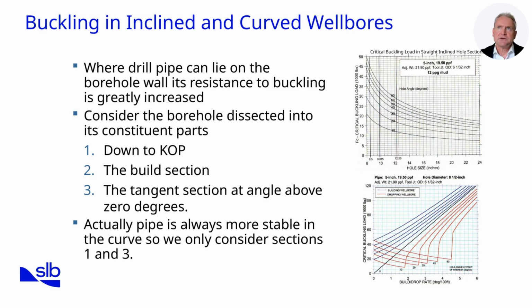The top graph shows the critical buckling load in inclined straight hole sections. The y-axis represents critical load in thousands of pounds, while the x-axis is hole size. The curves show how buckling resistance increases with increasing hole angle. For example, at 60 degrees, the pipe supports much more load before buckling compared to a vertical hole.